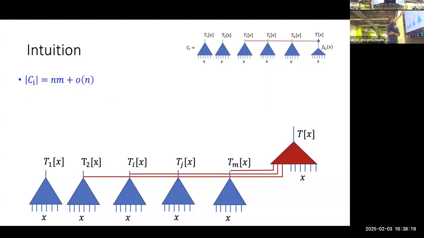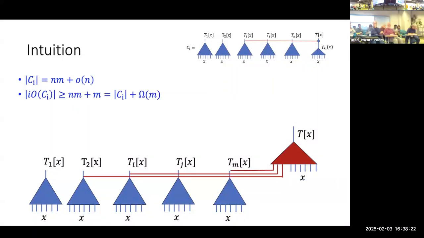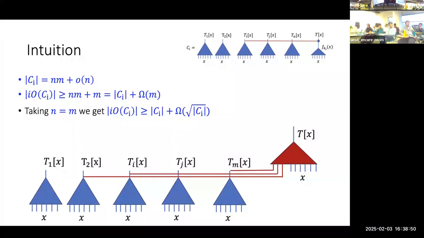So if the size of the original circuit is n times m plus something small, the size of the IO of Ci is n times m plus n, because we need n times m in order to compute all of these circuits, plus n, because these circuits need to touch every one of these. So the size of the output of the IO is the size of the original circuit plus order of n. Now if we take n and m to be the same, we get that the overhead of the IO is the size of the original circuit plus square root of the original circuit. So we proved the lower bound on the overhead of the IO. Of course, we had an assumption that we need to get rid of.